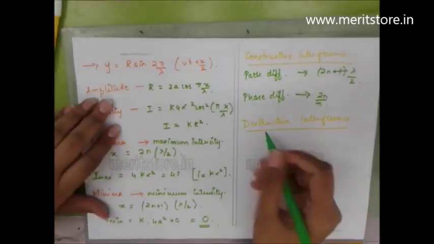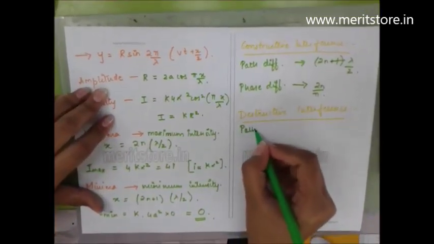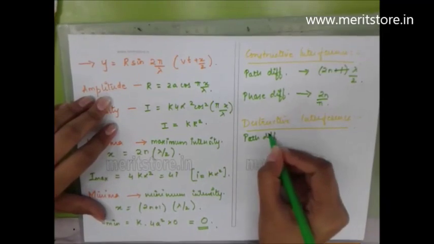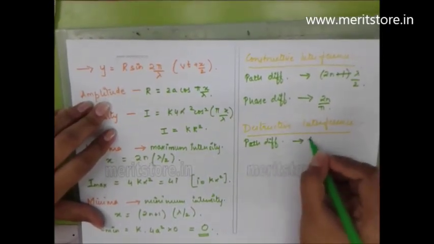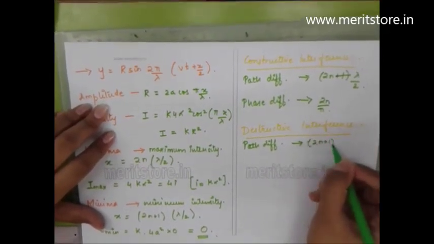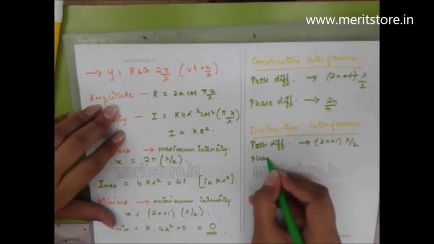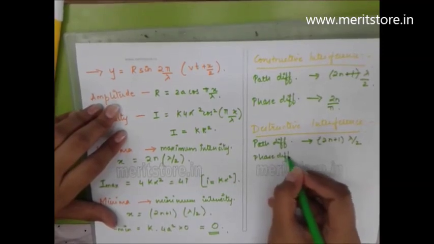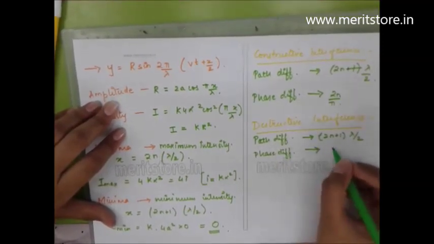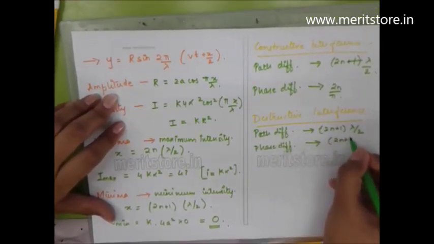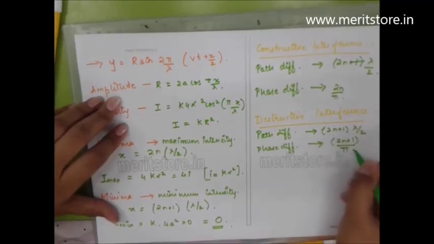The condition for the destructive interference is as follows. The path difference is given by (2n plus 1) lambda by 2, and the phase difference is given by (2n plus 1) pi.